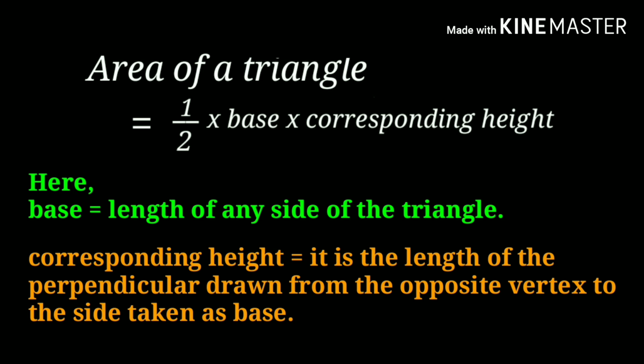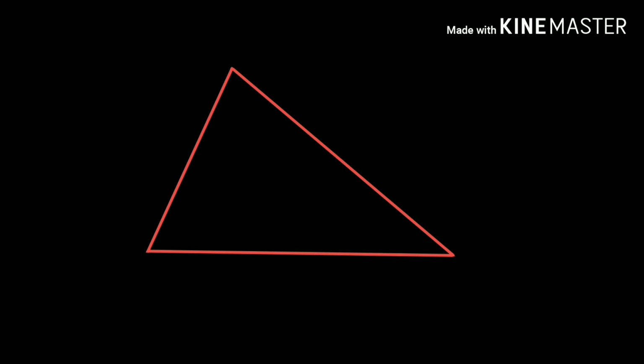Now let's learn what we mean by the terms base and corresponding height of a triangle. Actually, any side of a triangle can be called a base. And by corresponding height, we mean the length of the perpendicular drawn to this side from the opposite vertex. So let's understand these two terms better through a diagram.